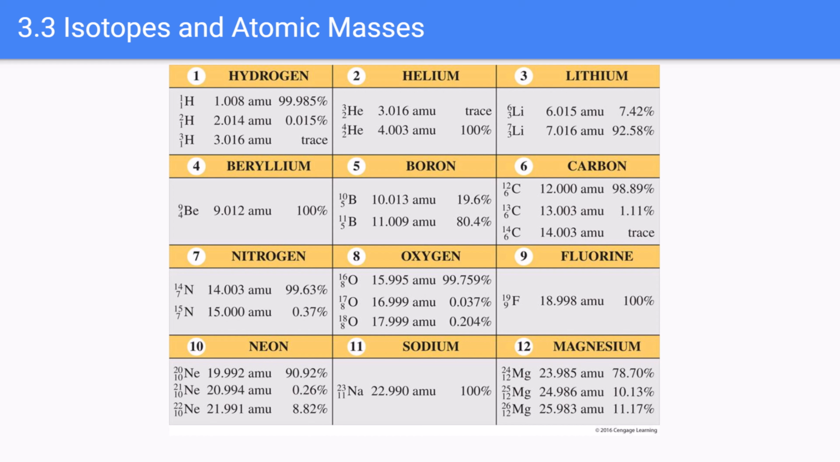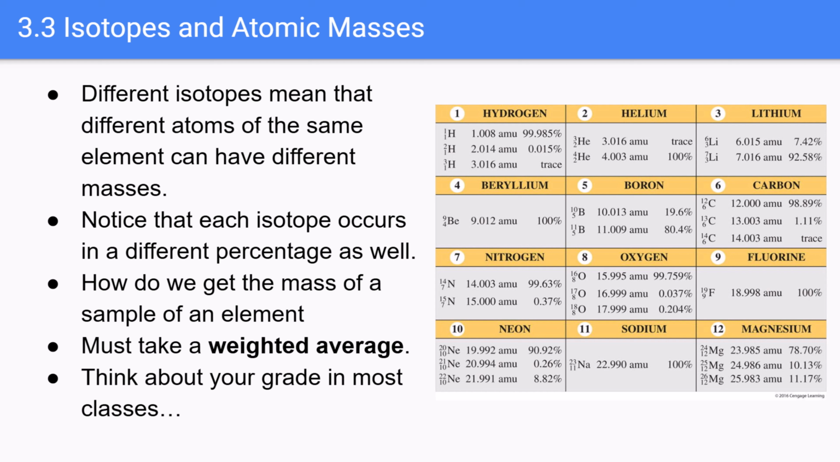I also want you to notice that the abundances are different for each individual isotope within each element as well. They're not all 33% or 50% or 100%. Many of them have a variety of different weights that are associated with them. Again, different isotopes mean that different atoms of the same element can have different masses, right? If we add in more neutrons, we end up finding that those specific isotopes have a greater mass, right?